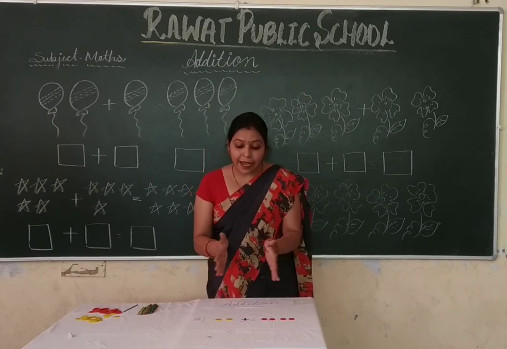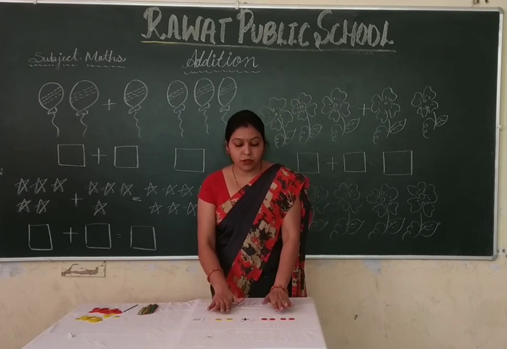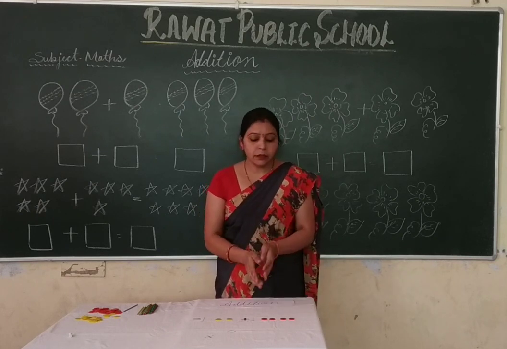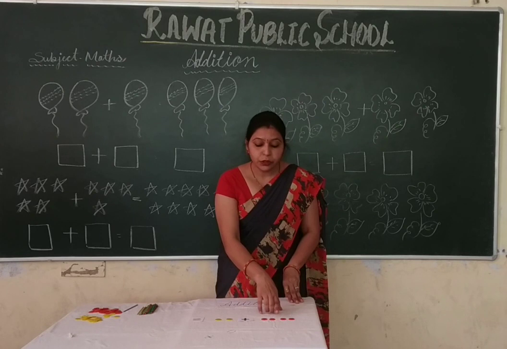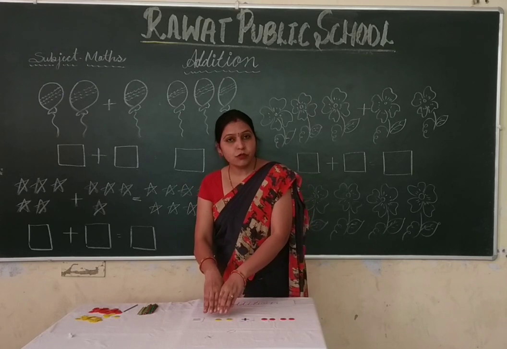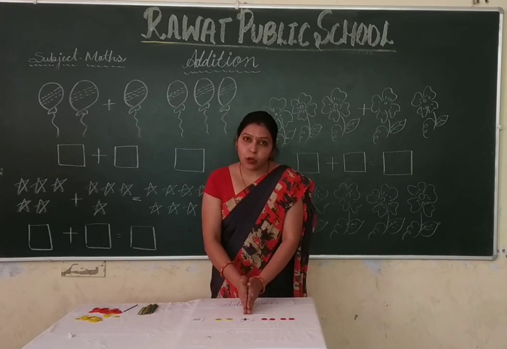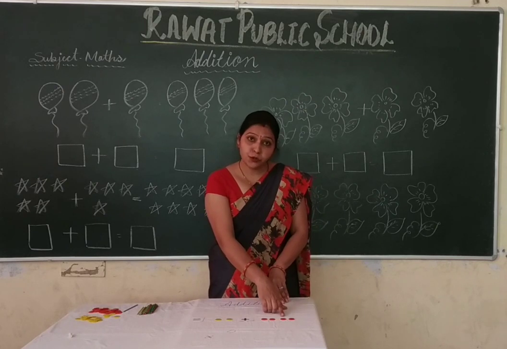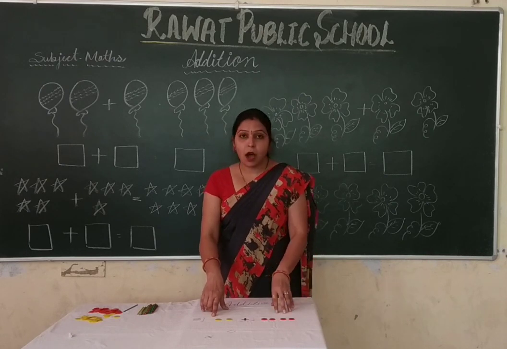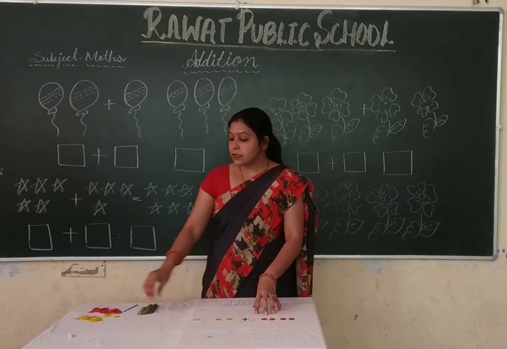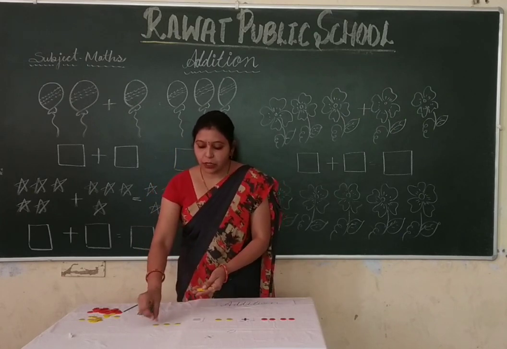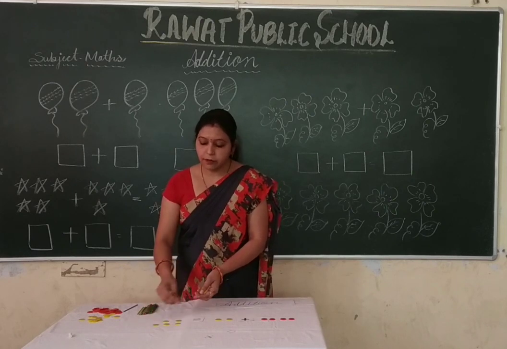So students, let's add these two different objects. First, count all the objects once again together. 1, 2, 3, 4. 4 buttons, then plus 1, 2. 2 buttons. Now add all together. 1, 2, 3, 4, 5, 6. Now total buttons here are 6. So put 6 buttons here. 1, 2, 3, 4, 5, 6.